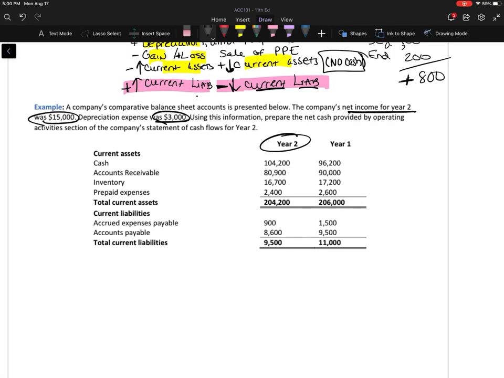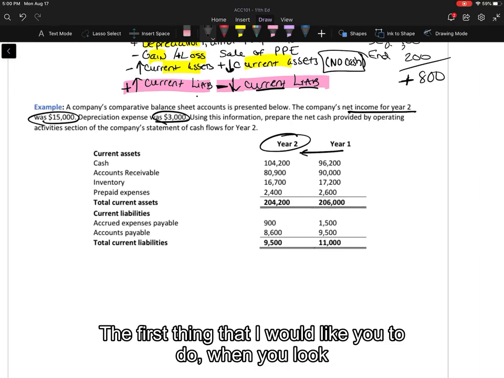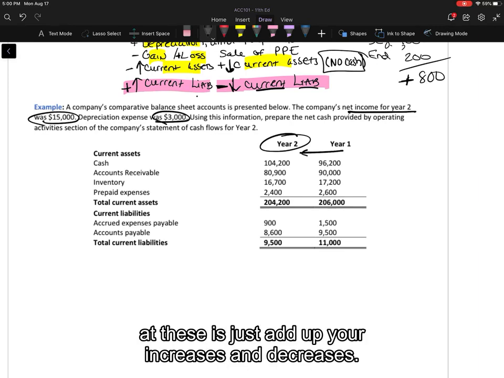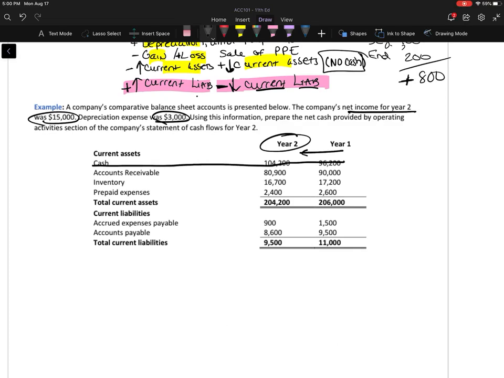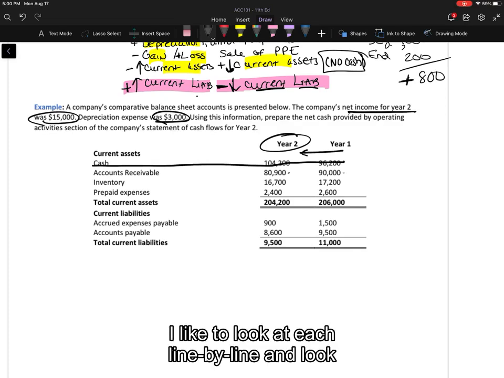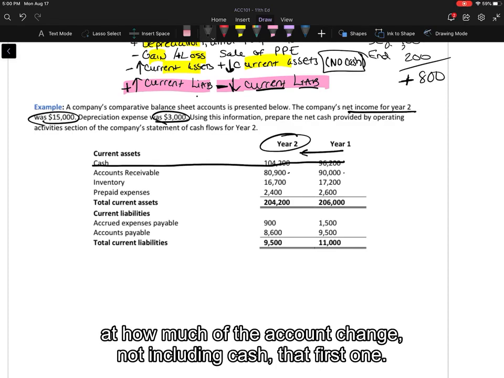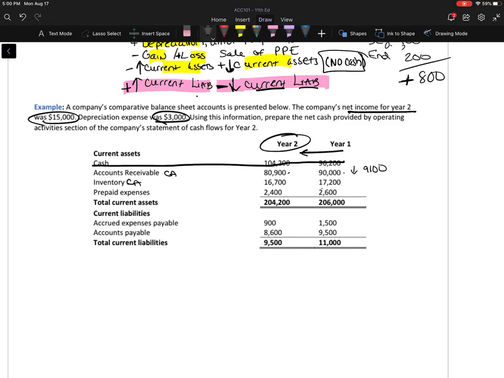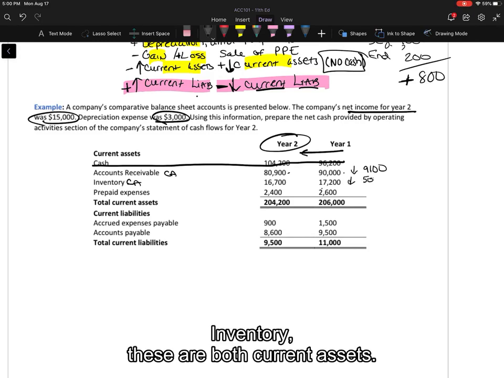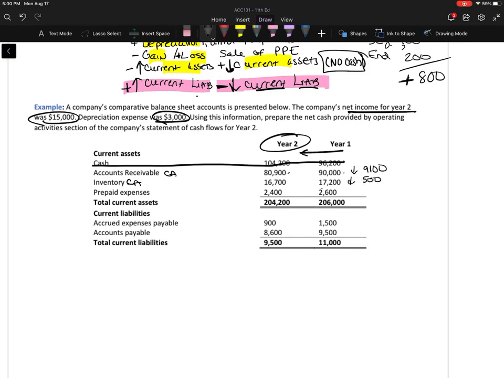All right, the first thing that I like you to do when you look at these is just add up your increases and decreases. The thing about financial statements is they read from left to right rather than right to left. So I like to just look at each line by line and look at how much the account changed, not including cash, that first one. So accounts receivable went from $90,000 down to $80,900. So it decreased $9,100.